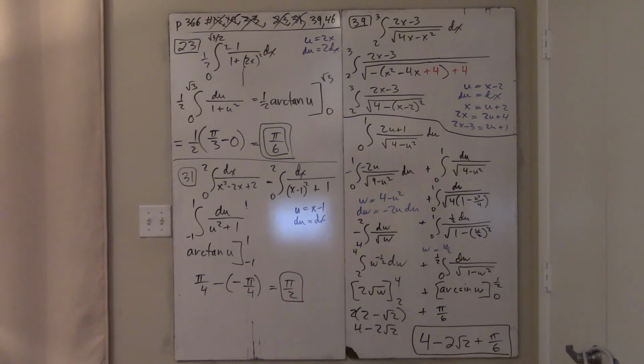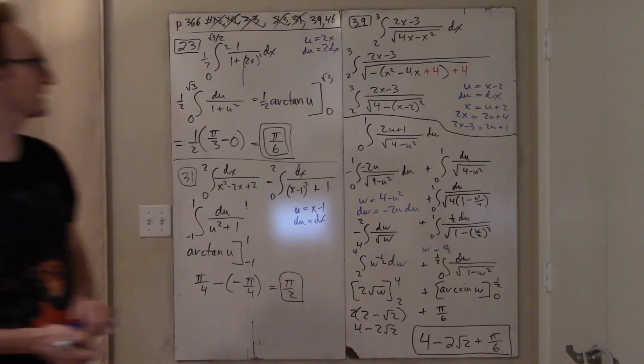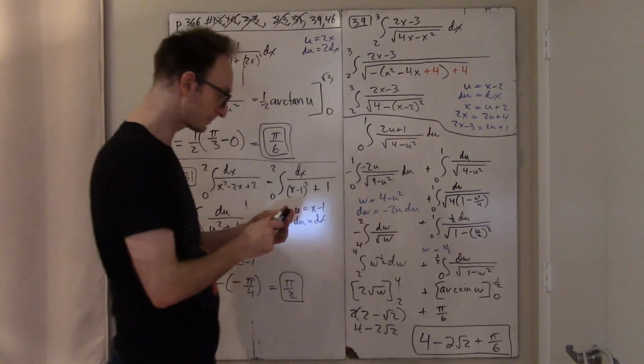And I'll be very happy if that's right and very sad if it's wrong. And, oh no! The answer says 4 minus 2 root 3 plus pi over 6. Have I made a mistake? Oh boy, I did! Way back here!